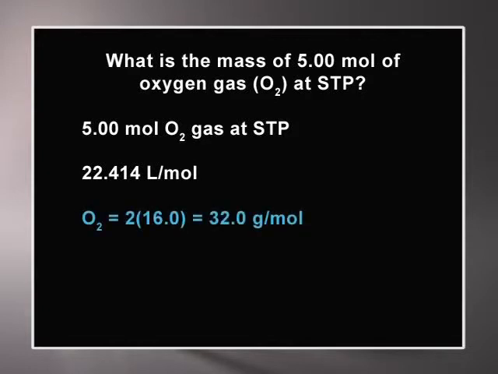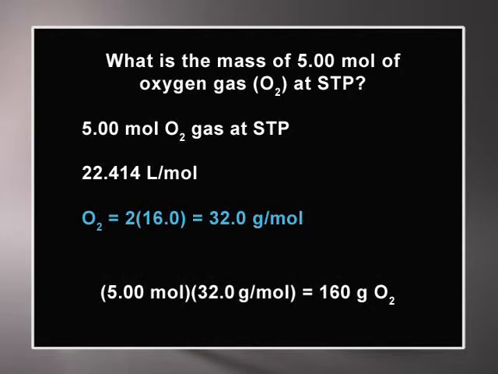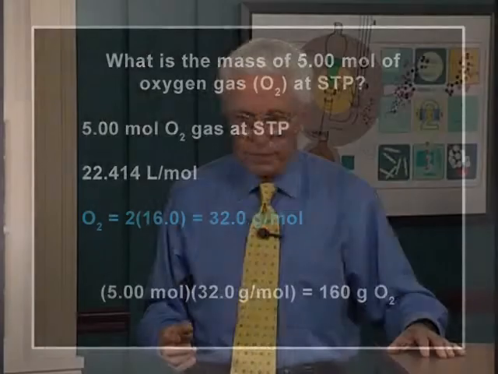Oxygen gas has a molar mass of 32 grams per mole. 1 mole weighs 32 grams. So 5 moles would just weigh 5 times as much. 5 moles times 32 grams per mole would come to 160 grams of oxygen gas.